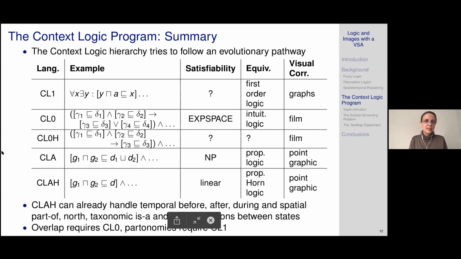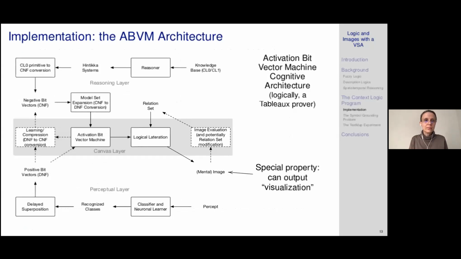So the lowest level down here can handle temporal before, after, during, north of, taxonomic, is, and logical relations between states. If we want to have something like overlap, we need CL0, partonymies, we need CL1. So we can do graphs actually just in this upper level. So general relational frameworks are quite difficult.